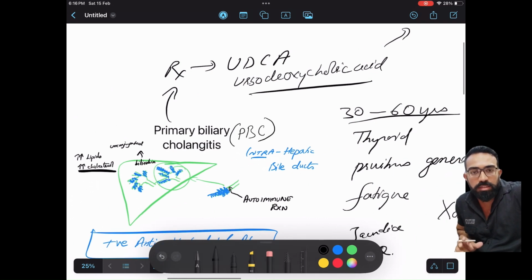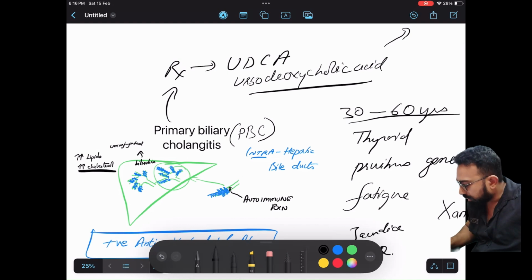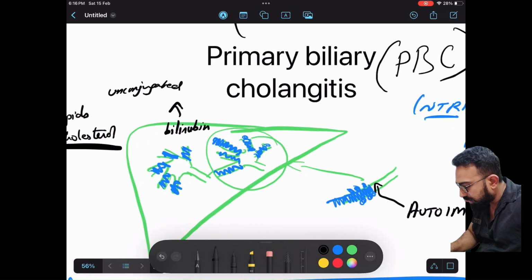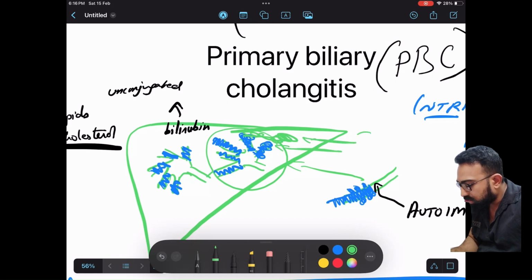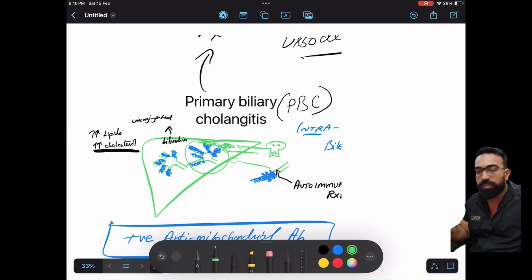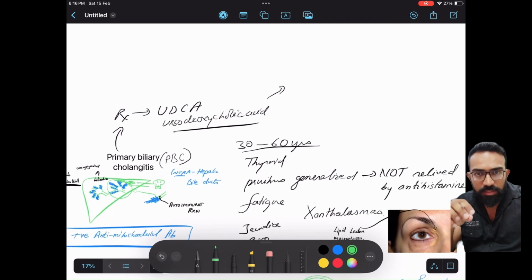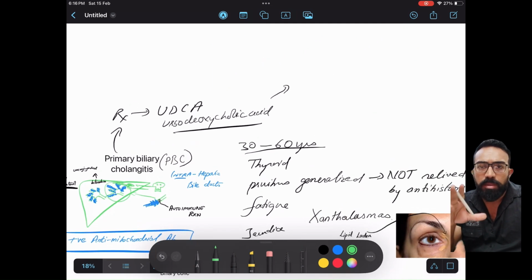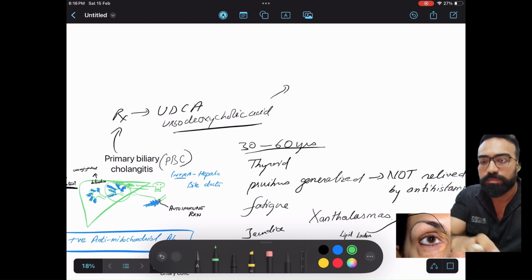What is the last stage of PBC? There will be biliary cirrhosis. There will be cirrhosis of the liver because there is blockage over here. Eventually, the hepatocytes themselves will get damaged, and eventually there will be cirrhosis. So you start UDCA, you decrease the progression of the disease. But once it reaches liver cirrhosis and there is decompensated liver failure, you should go for liver transplantation.